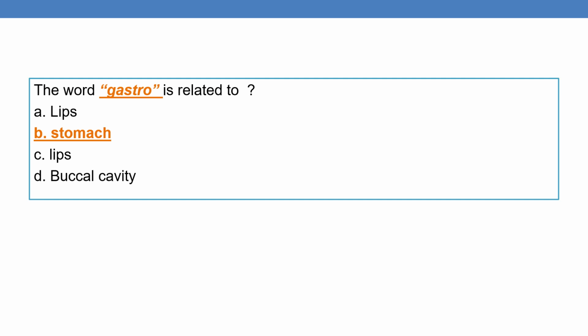The word gastro is related to stomach, as gastrointestinal or gastritis, etc. Gastritis is nothing but inflammation of stomach. So gastro is related to stomach. The word stomato or oro is related to mouth. Option B is the correct answer.